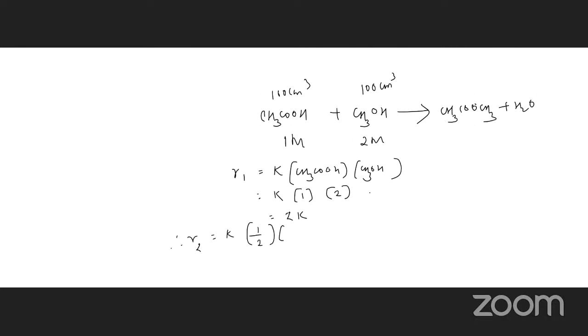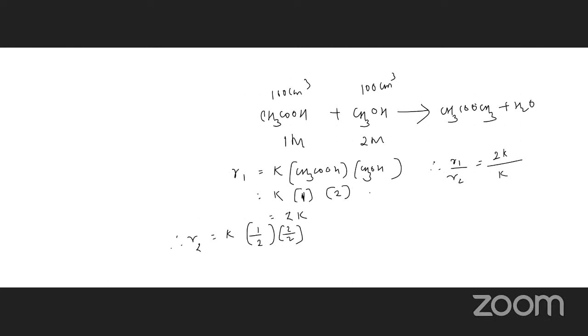So what we are doing? We are diluting. After diluting, the concentration will be reduced, so divided by 2. 1 is the concentration of acetic acid, 2 is the concentration of methanol. So now substitute R1 and R2. Therefore R1 by R2 is equal to: R1 is 2K and R2 is equal to K by 2.